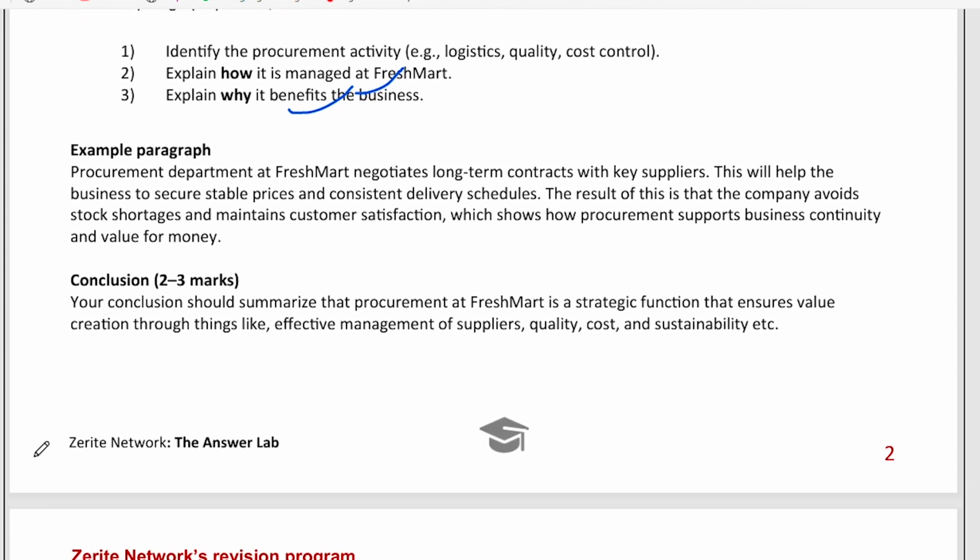So an example of a paragraph could be something like: the procurement department at Freshmart negotiates long-term contracts with key suppliers. So that's what they do. What do they do? They negotiate long-term contracts. These will help the business to secure stable prices and consistent delivery schedules. The result of this is that the company avoids stock shortages and maintains customer satisfaction, which shows how procurement supports business continuity and value for money.